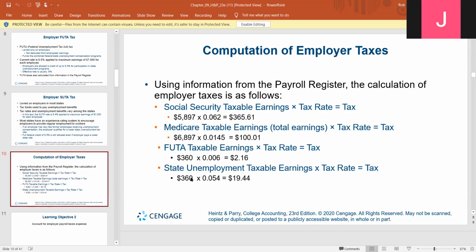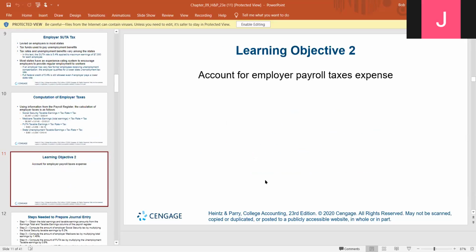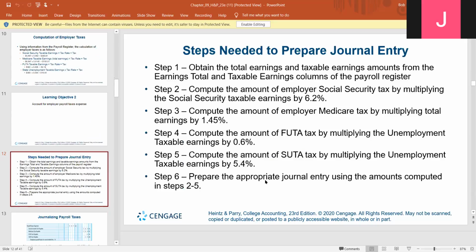Right here, here's state unemployment. 360 times 0.04, there we go. You add these four numbers up, the 365.61, the 100.01, 216, 1944. That total represents your debit to payroll tax expense. Account for employer payroll tax expenses.